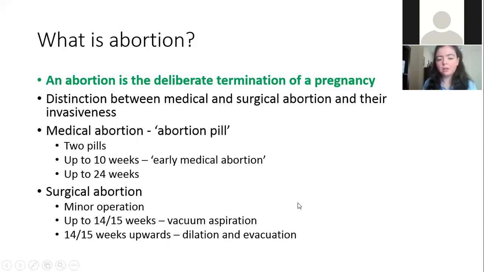And then surgical abortion is obviously slightly more invasive, but it's still considered a minor operation. The difference between the two procedures isn't relevant here, but it is a different kind of surgical procedure. The main difference is what point of gestation it can be done up until. So vacuum aspiration can't really be done after the 14 or 15 week mark. The NHS guidance is that anybody seeking an abortion should be given the option between the medical and surgical. That's policy anyway. I don't know how well that translates into practice.